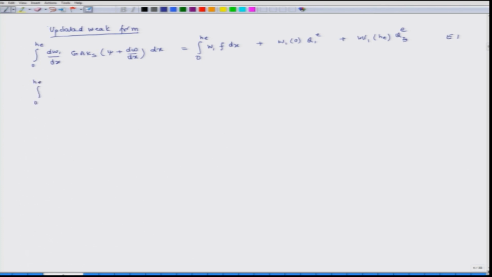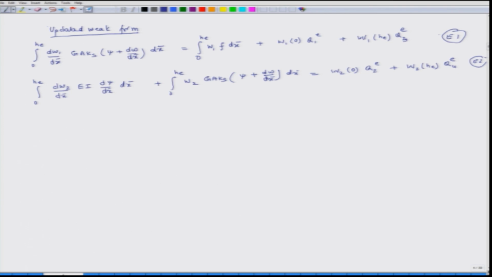and the second equation when I put in q's is partial differential of W2 with respect to x. Oh, so I forgot, everywhere I should have x bar. So, dW2 over dx times EI d psi over dx plus 0 to he W2 GAKS psi plus dW over dx bar equals the second weight function evaluated at 0 times q2e plus the second weight function evaluated at he times q4e. This is my E2.